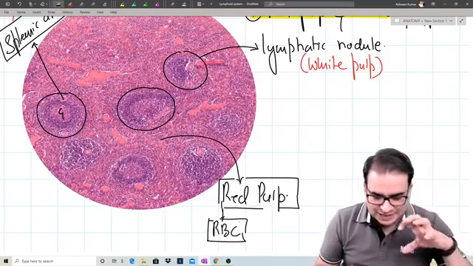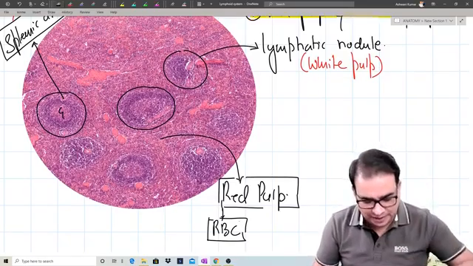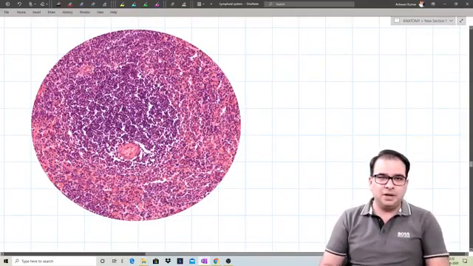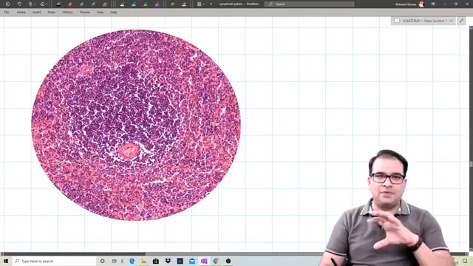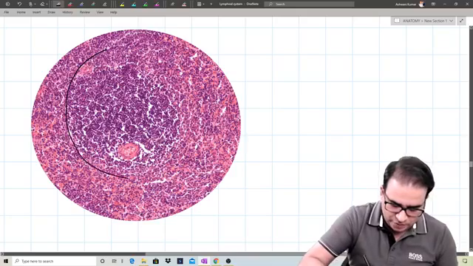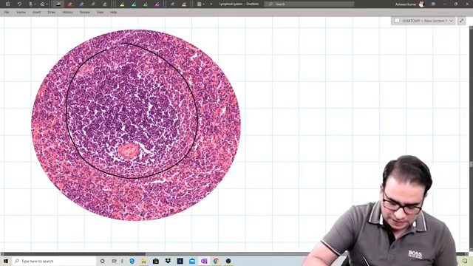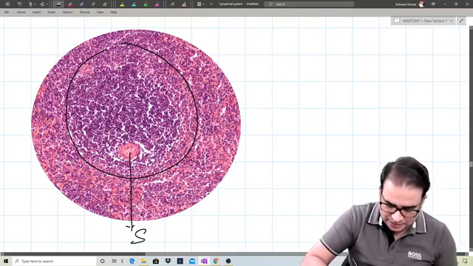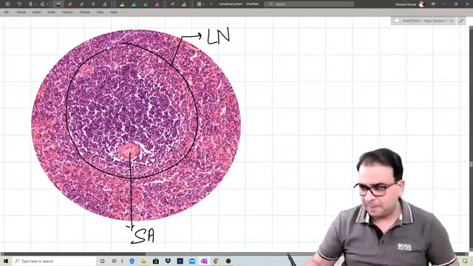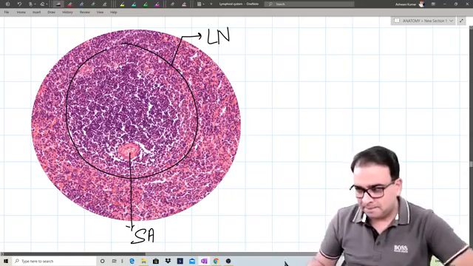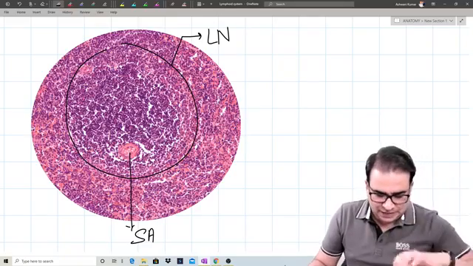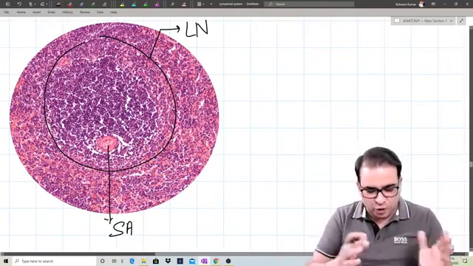Let me just enlarge it even further guys. If I enlarge it even further and look more closely, I'm just showing you one picture here, in which you can see a lymphatic nodule. Obviously that here is a lymphatic nodule, right? That is the splenic arteriole. I'm just writing SA, splenic arteriole. This here is a lymphatic nodule. Now basically the purpose to show this picture is to look out of this white pulp.